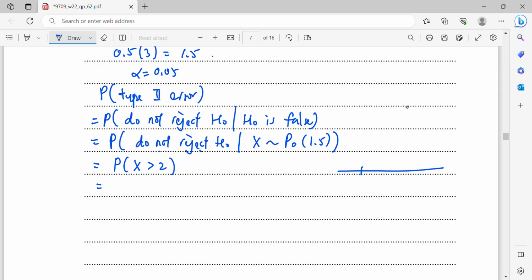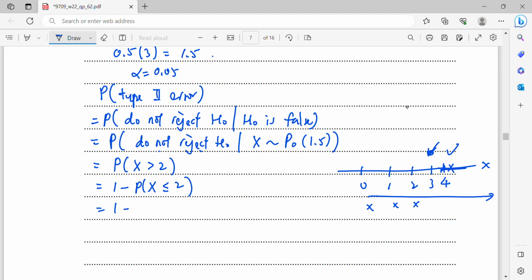For the Poisson distribution, your X values will be 0, 1, 2, 3, 4, and so on, until infinity. So greater than 2 means that it starts from 3: 3, 4, and so on. So it will be 1, total probabilities, minus 0, 1, and 2. So it will be 1 minus P(X less than or equal to 2). When X is less than or equal to 2, it is the same as 1 minus P(X = 0, 1, and 2). I will just write it directly here to save steps.